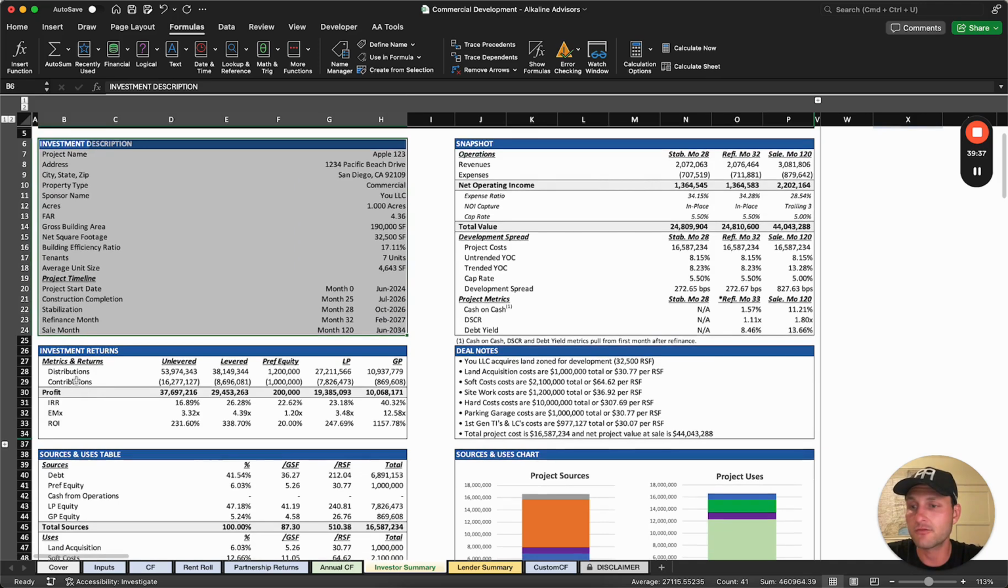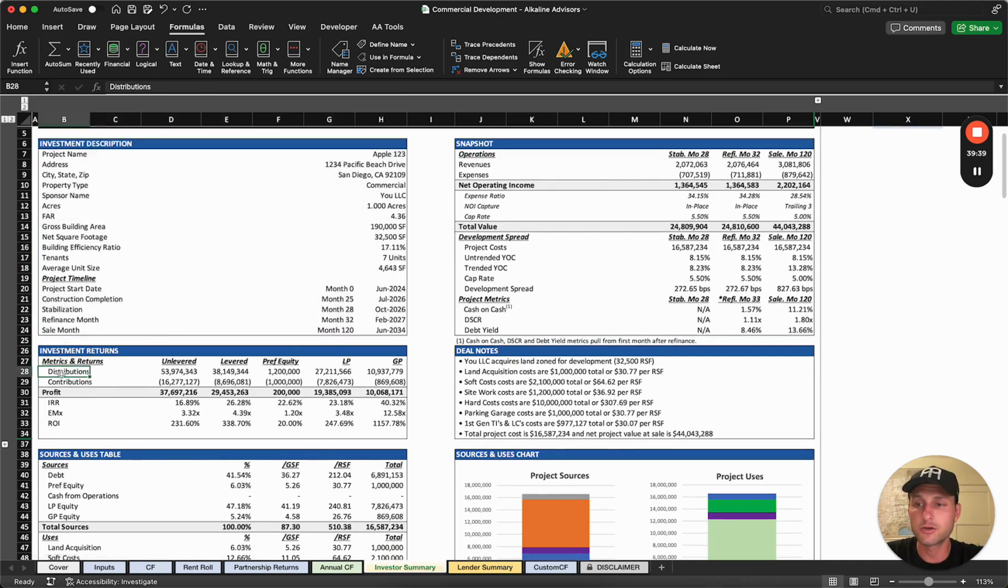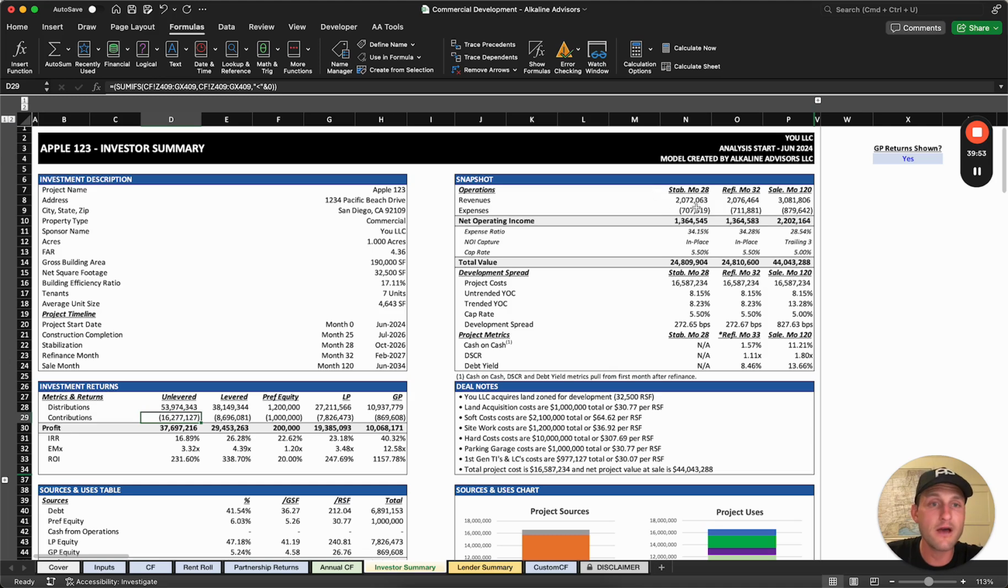You have investment returns and metrics, distributions and contributions and total profit, IRR, equity multiple, ROI, not just at the GP or LP level, but at the pref equity level, at the project level, assuming no debt, and at the project level, assuming debt. Then we have snapshots at different times. So we have a snapshot at stabilization, a snapshot at refi, and a snapshot at sale. This has different metrics and values and so on and so forth.